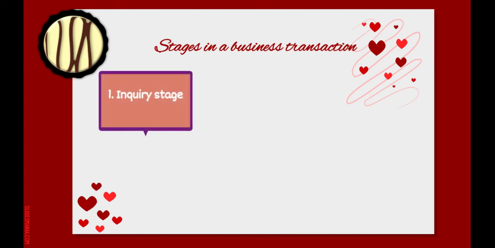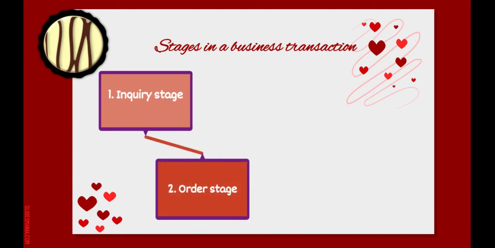The first stage is the inquiry stage. An inquiry is a request by a prospective buyer for information on available goods and services. After receiving replies from the inquiries, a prospective buyer will study the terms and conditions stated in the replies and then may decide to buy the products. When he makes that decision, he will place an order. And this is the second stage, which is the order stage, that you have received the replies to your inquiries as a prospective buyer, and now you place an order to the seller.